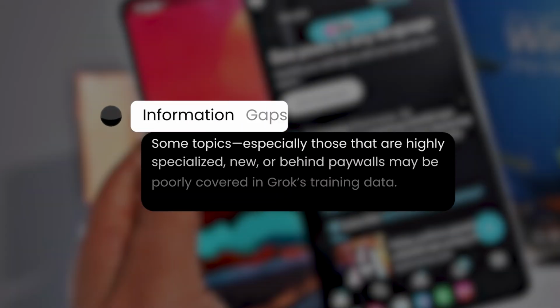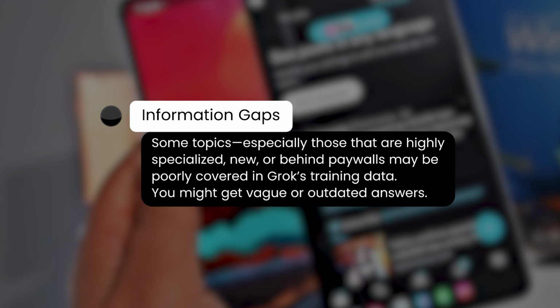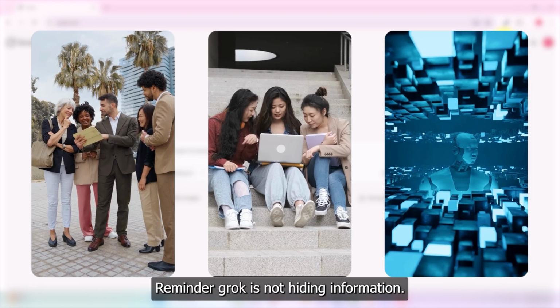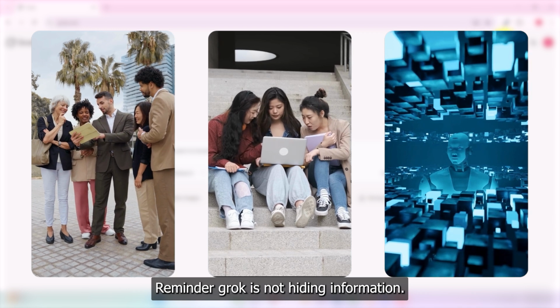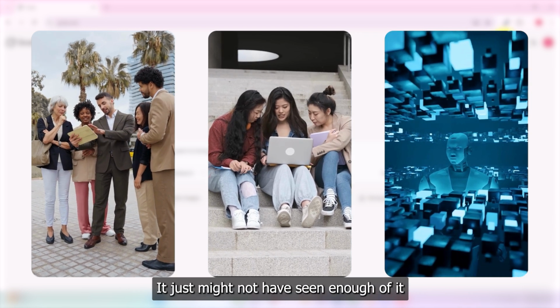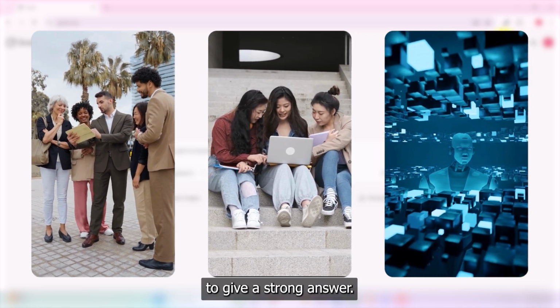Information gaps. Some topics, especially those that are highly specialized, new or behind paywalls, may be poorly covered in Grok's training data. You might get vague or outdated answers. Reminder: Grok is not hiding information. It just might not have seen enough of it to give a strong answer.